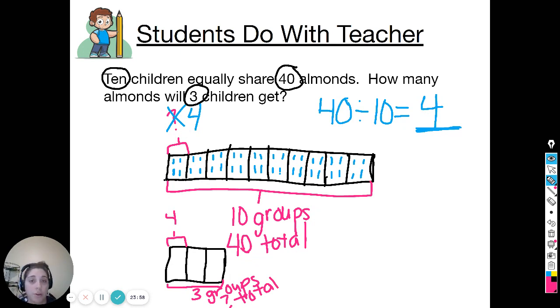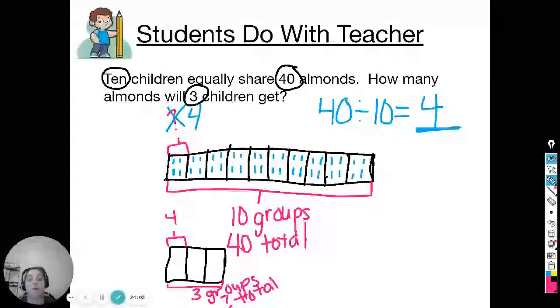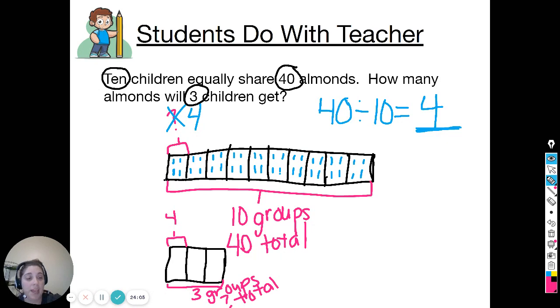If we don't know our total, we can't do a division problem. So that means that we're doing multiplication. And you can see we have 3 groups of 4. There's 3 children. Each child gets 4 almonds. 3 groups of 4. Now we solve.